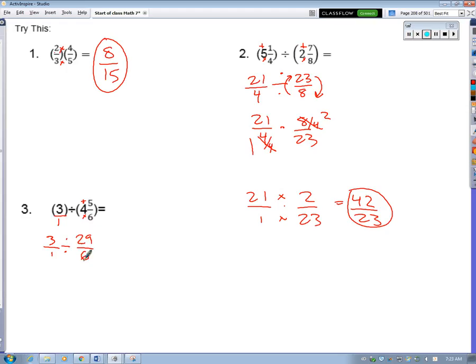Okay. Now, I can't simplify yet. I need to flip my fraction around. Since it's division, let's turn this into multiplication. Let's flip the second fraction upside down. That gives us 3 over 1 times 6 over 29.